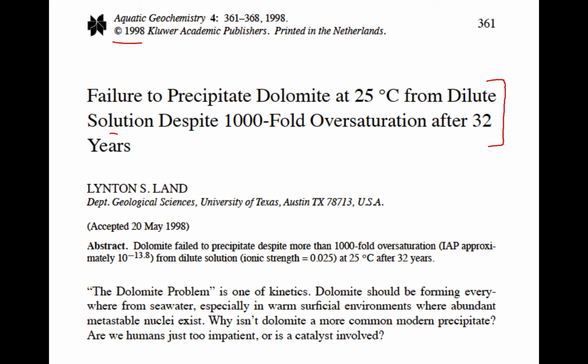He had the solution oversaturated with respect to dolomite, and still it didn't happen. Here's the abstract, which I love. Dolomite failed to precipitate despite more than 1,000-fold oversaturation from dilute solution after 32 years. And after those 32 years, it pretty much gave up. So the problem here is a kinetic problem, meaning it's a rate problem. Calcite forms fast, dolomite forms slow, and therefore you get limestone and calcite rather than dolomite.